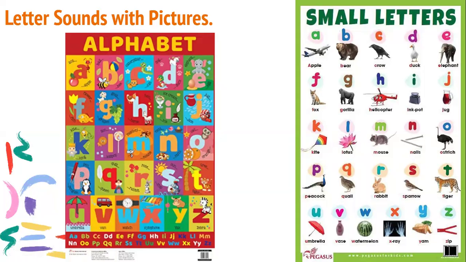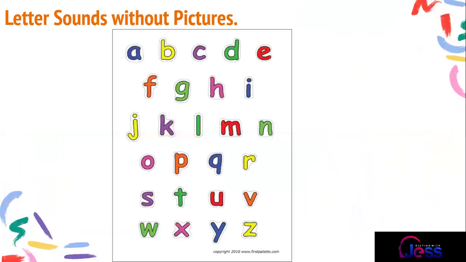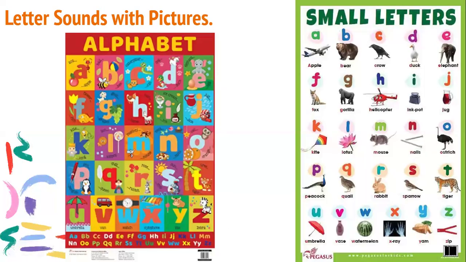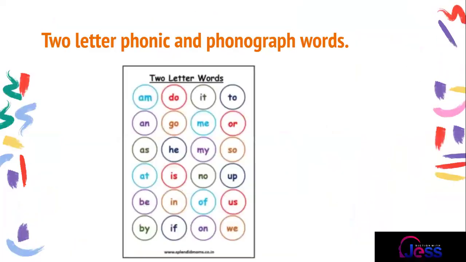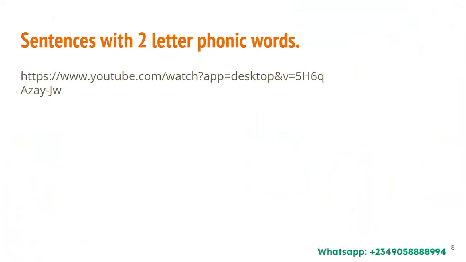Now, depending on their level, you could start off letter sounds without pictures. But for young learners, you have to teach letter sounds with pictures. There are rules for this topic. I see some pictures attached to the letters, but they do not go together. That would be explained better in the training. Next, after letter sounds, you have two-letter phonic words. This is for young learners. After two-letter phonic words, you have sentences.